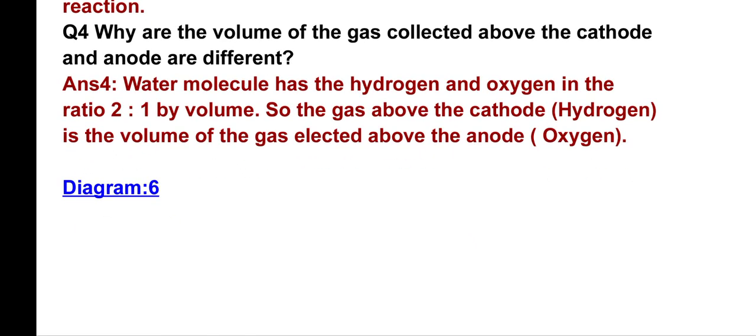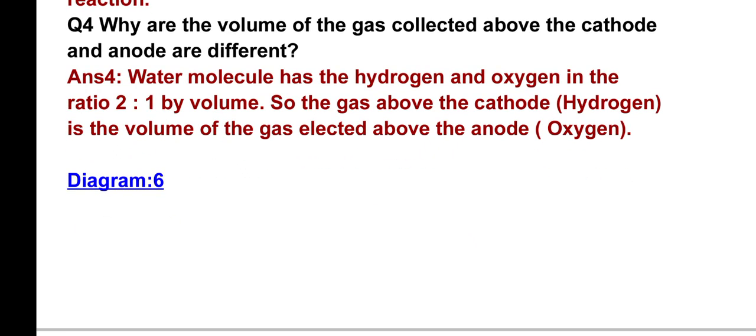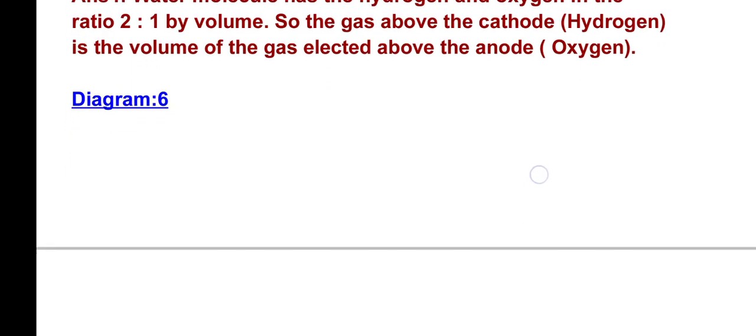Question related to this, fourth question is, why are the volumes of gas collected above at the cathode and anode different? Water molecule, as we know, has hydrogen and oxygen in the ratio 2:1 by volume. So the gas above in the cathode is hydrogen and gas above in the anode is oxygen. They are found in the ratio 2:1. Hydrogen will be always double the volume of the oxygen collected.